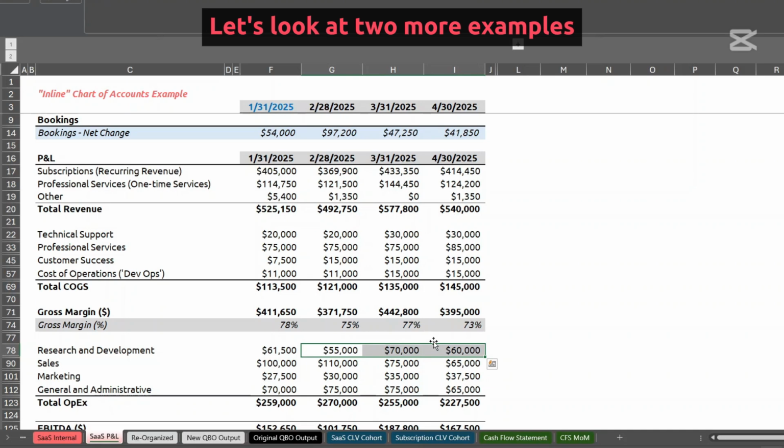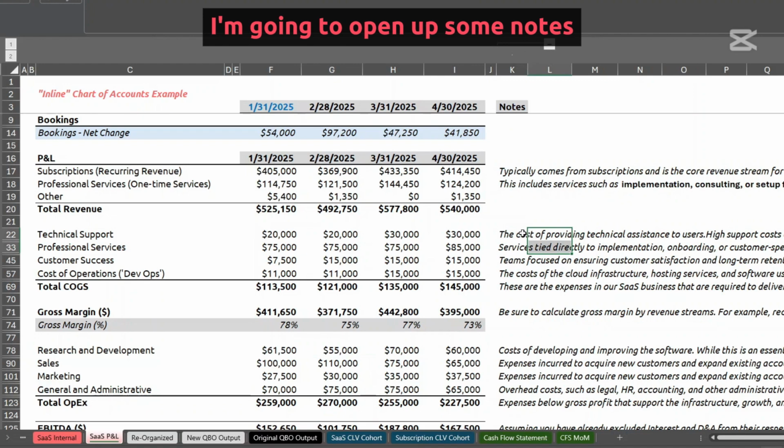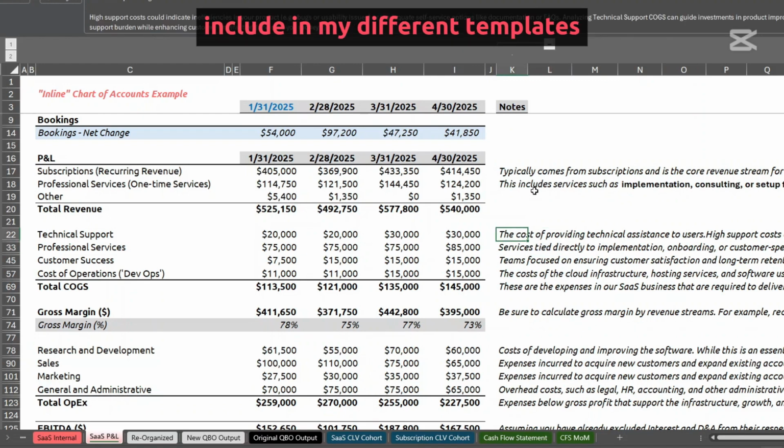Let's look at two more examples in our cost of goods sold categories. I'm going to open up some notes here that I like to always include in my different templates.